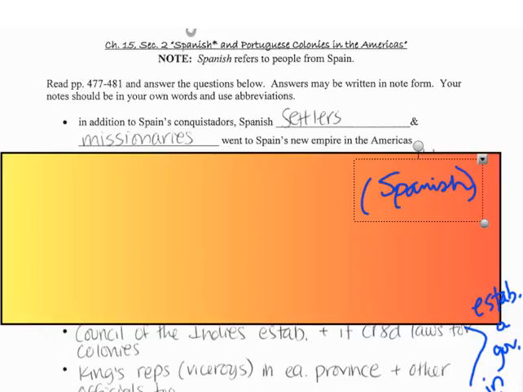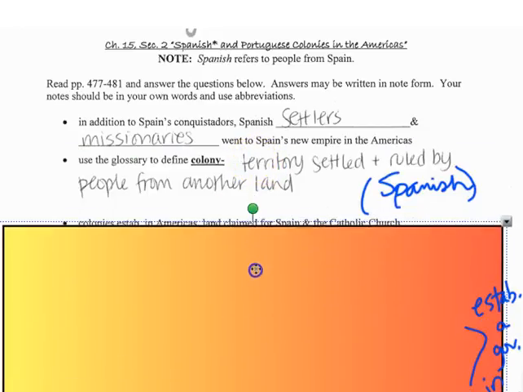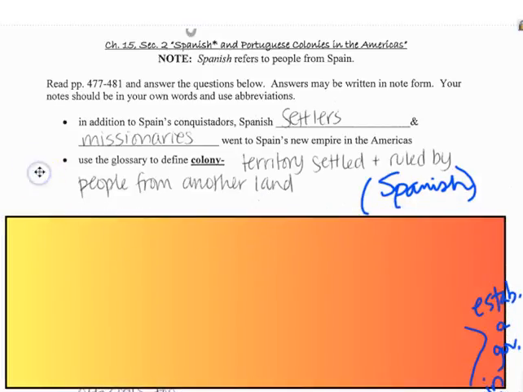All right, so this packet is all about Spanish and Portuguese colonies. Remember, Spanish refers to people from Spain. In this first section, we have colonies. That definition is really important. It is a country sending people from its country to a different land, settling it and claiming that territory for the country. I have a good YouTube video describing what a colony is that I will also send to you if you haven't watched it in class.